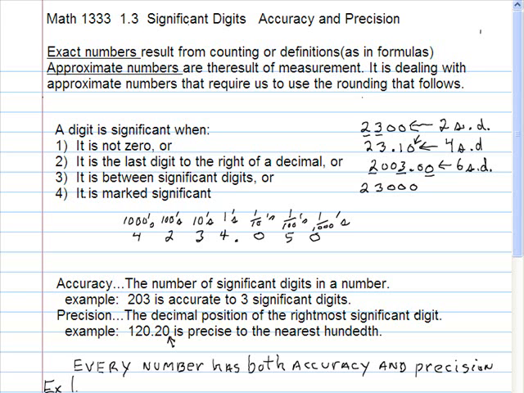And finally, a digit is significant if it is marked significant. We'll talk a little later about why something would be marked significant, but for right now, these 2 digits are significant because they're not 0. If I mark this digit significant, it now becomes a significant digit, which means that this digit is between significant digits, so we have, in the last example, 4 significant digits.